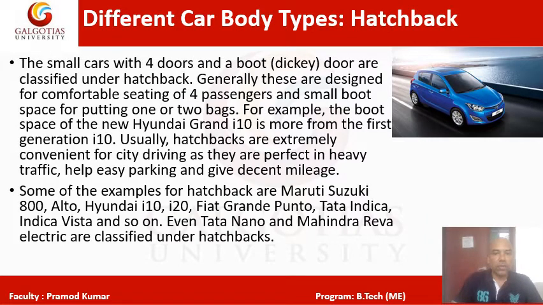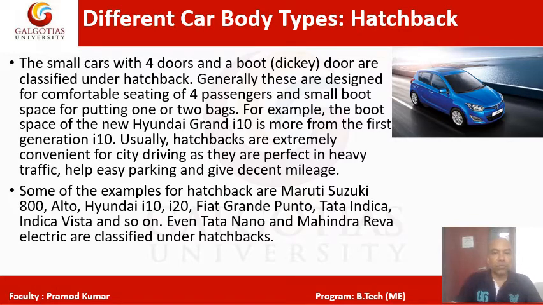Hatchback: small cars with four doors, a boot and a tailgate door are classified as hatchbacks. They seat four passengers and have a small boot space for putting one or two bags. For example, the boot space of the new Hyundai i10 is more than the first generation i10. Some examples of hatchbacks are Maruti Suzuki 800, Alto, Hyundai i10, i20, Fiat Grande Punto, Tata Indica, Tata Vista, and so on. Tata Nano and Mahindra Reva electric are also classified as hatchbacks.